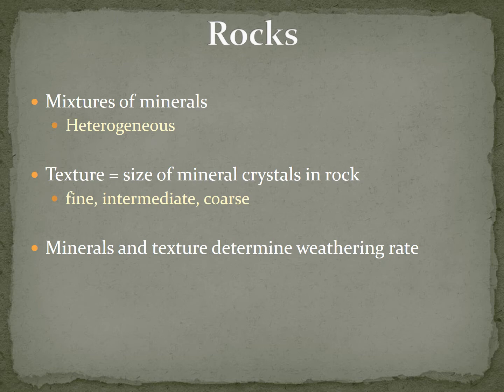Rocks themselves are mixtures of minerals, so they're heterogeneous. If you've ever really looked at a rock, you can see that it's a bunch of different colors. So it's a heterogeneous mix of all these different minerals. The texture itself is the size of the minerals. If they're fine, they're very, very tiny, and you have to use a magnifying glass to see them. If it's intermediate, you might be able to see it without a magnifying glass, depending on your visual capacity. The coarse textures, though, are the ones that are really easy to visualize, and I'll give you some examples. Minerals and their individual texture sizes determine weathering rates of soils.